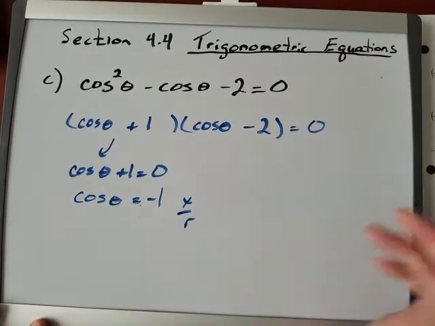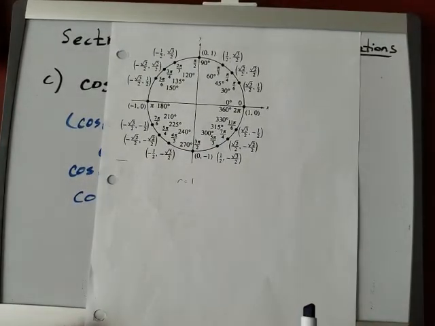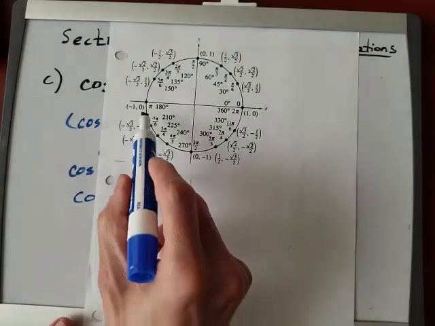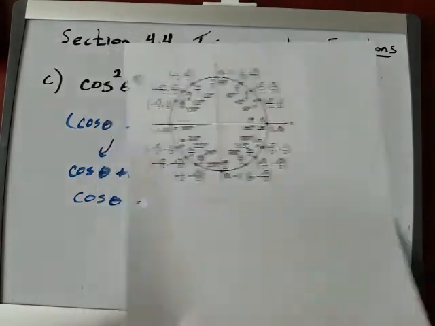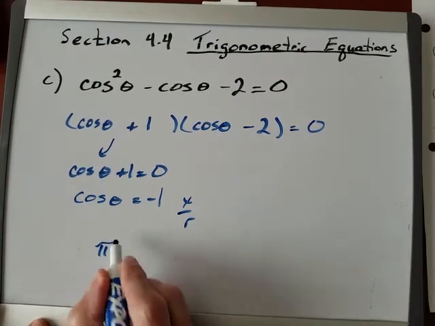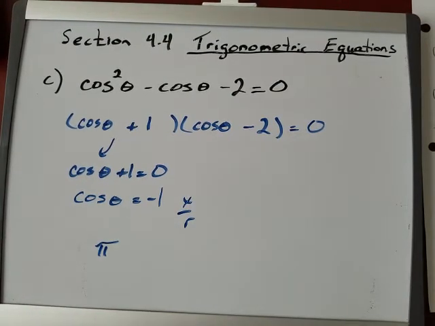Cosine is x over r. R is always 1. All we're simply looking to do in the unit circle is find the x value where it's negative 1, and we've already found it. 180 degrees, or pi. And we have one of our answers. I'll just write the pi down. You can write the 180 if you want as well.